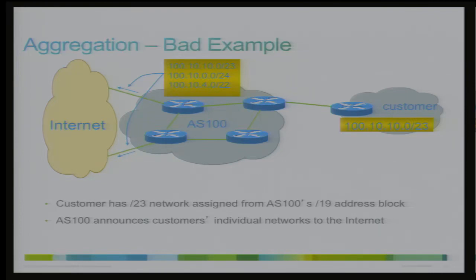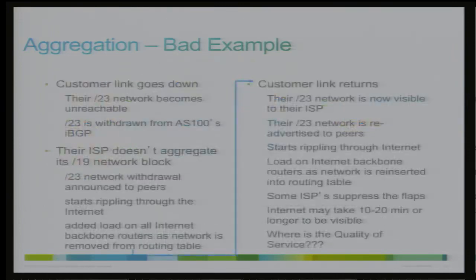Now the problem, keep this in mind. Now we have 110.10.0/23 assigned to that specific customer. Now let's see what happens when the interface between the customer and AS100 goes down and comes up again.